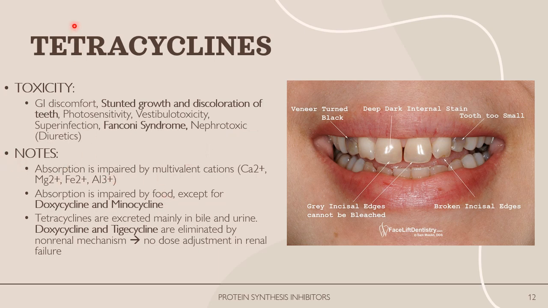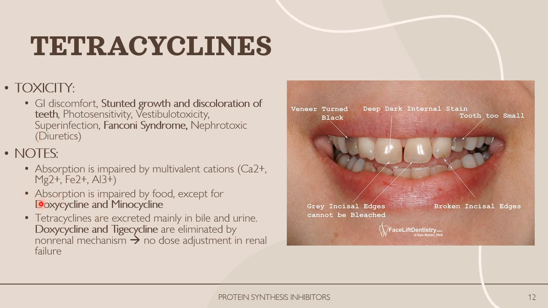So for notes, please take note that the absorption of tetracycline is impaired by multivalent cations like calcium, magnesium, iron or ferrous, and aluminum. So we must not co-administer tetracycline with medications containing multivalent cations, like, for example, antacids, very good, iron preparations like ferrous sulfate and ferrous gluconate, and lastly, dairy preparations. Okay, so you can advise this to your patients.